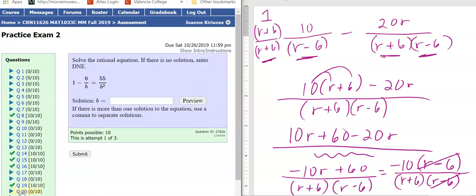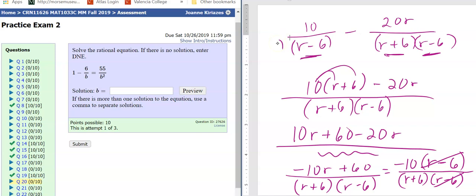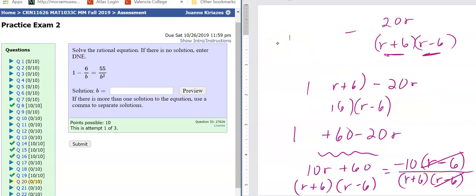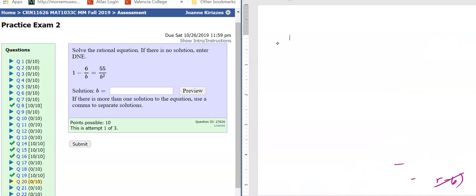Number 20, do the happy dance. Woo-hoo-hoo. Oh, wait, there's 22. I didn't even see that. Oh, my goodness. Okay, we got a couple more to go. That's all right.